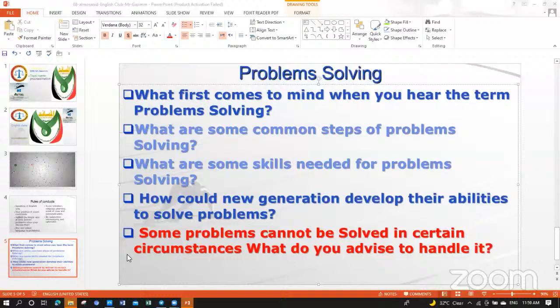Yes, guys, what do you think about the last question? Some problems cannot be solved in certain circumstances. What do you advise to handle it? Wisal, Mahmoud, Maha Hassan, Musab Abdin, and all of these listeners, and Muhammad Al Amri, if you have anything to say, we are eagerly waiting for you, and we'll be very glad to hear from you. Since they have kept reticent, others, what do you think about this one?